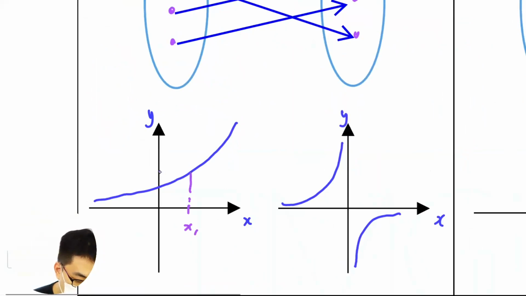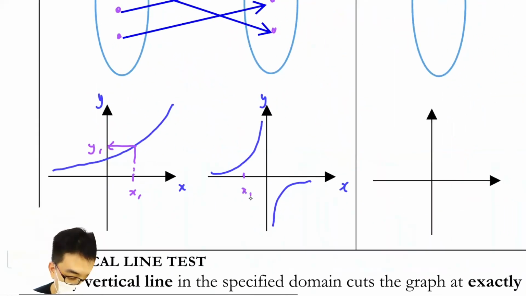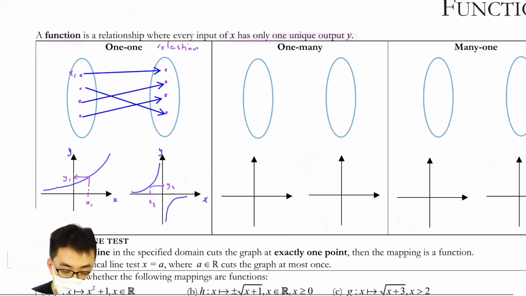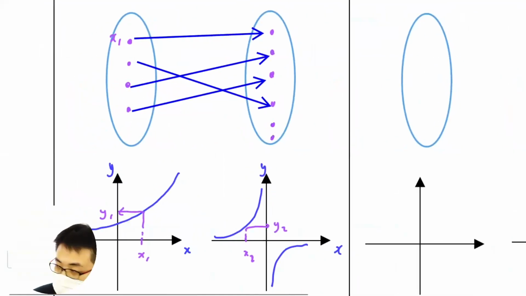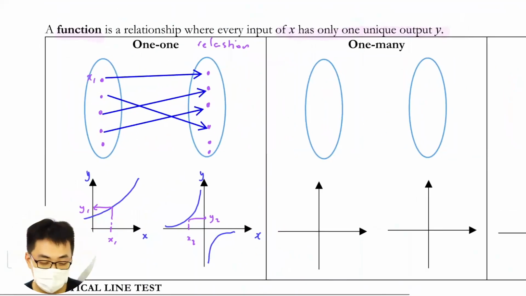No matter where you draw it, you have one output, regardless of where you draw. You just throw one x to me, I will always have only one output. So this is a one-to-one function. It doesn't matter whether it touches the y or not. You can have some empty x or y here, it's fine. So these are one-to-one relations.